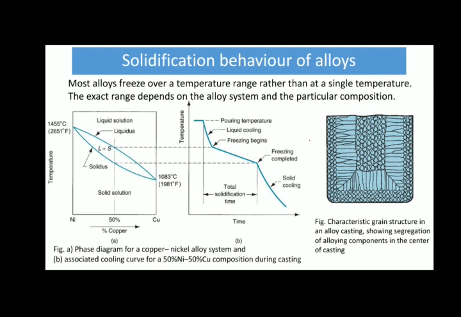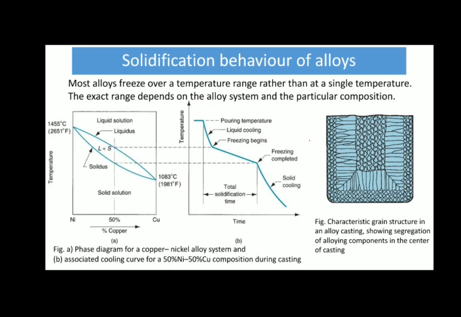So now the exact range depends on the alloy system and the particular composition it has. Okay, so this particular figure A shows the phase diagram for a copper-nickel alloy system, and figure B shows the associated cooling curve for this 50% nickel 50% copper composition during the solidification process during casting.